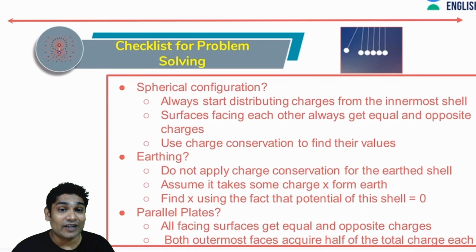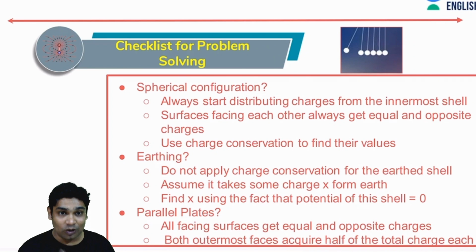Finally, let's go over a checklist for problem solving. First, if you have spherical configurations, remember always to start with charges from the innermost shell. The moment you have charges on innermost shells, use two things: first, that facing sides must have equal and opposite charges, and second, use conservation of charge. From there, starting from the innermost shell, you can find out charges of different surfaces of different shells. Next, in case there is earthing, do not apply conservation of charge, please.